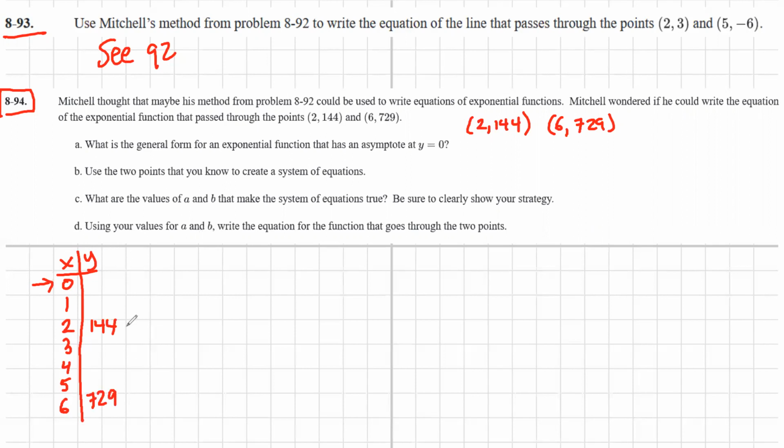Our goal is to find the multiplier. We have to multiply once, twice, 3 times, 4 times. We have to multiply the multiplier 4 times to get to 729. So how do we find what the multiplier is? Do you guys remember the equation for an exponential function? What is our basic equation? You guys there?